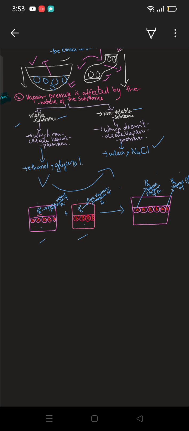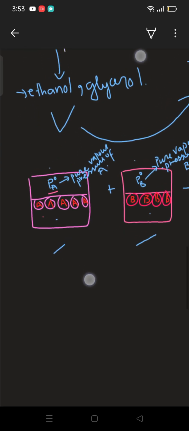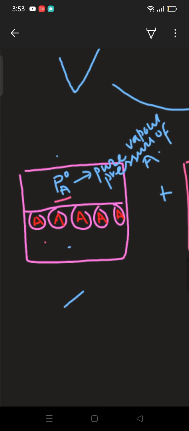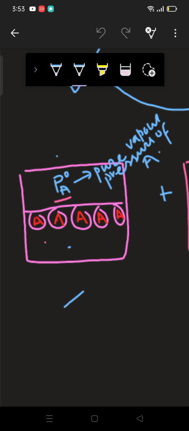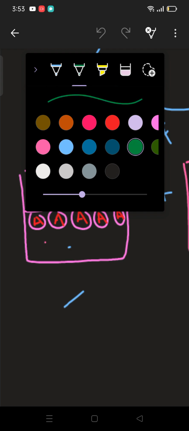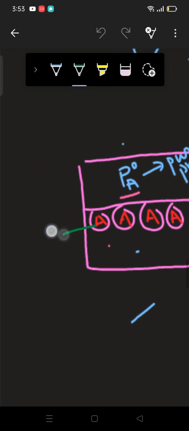Okay, and on the other hand, we discussed non-volatile substances, which means substances that do not have the ability to create vapor pressure in a closed container. For example, urea and NaCl, right? Then we mixed volatile with volatile. For example, we took a substance that is volatile, of course, right? Here the substance A which we have taken is actually a volatile substance.